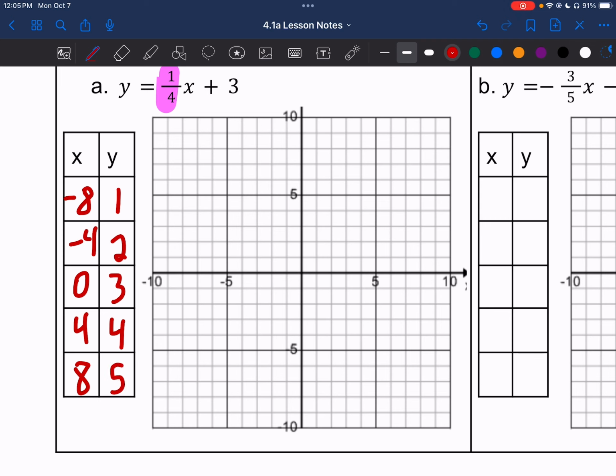And now I can graph these points. So we are at negative 8 and positive 1. We're at negative 4 and positive 2. 0 and 3. 4 and 4, and then 8 and 5. So we see it's a much shallower slope for this one because we're multiplying by a fraction each time.